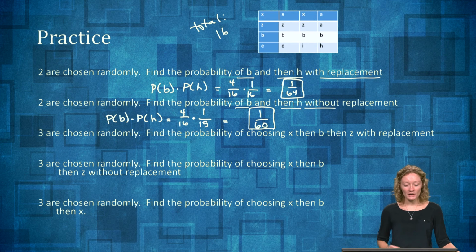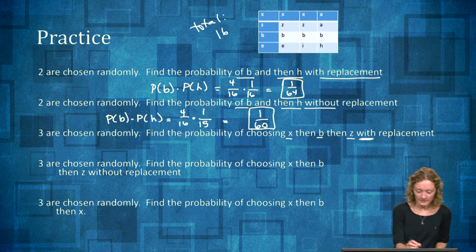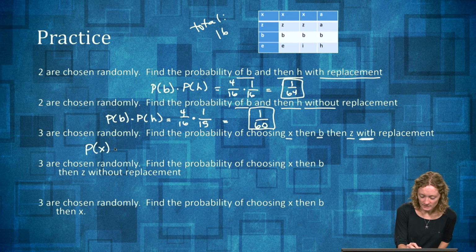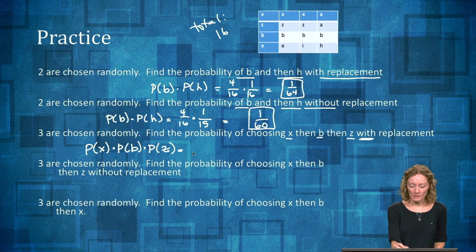Okay, third scenario, 3 are chosen randomly. Find the probability of choosing X, then B, then Z, with replacement. So we're picking and then putting back, picking and then putting back. Probability of X, probability of B, probability of Z. So probability of X, there are 3 of the 16.